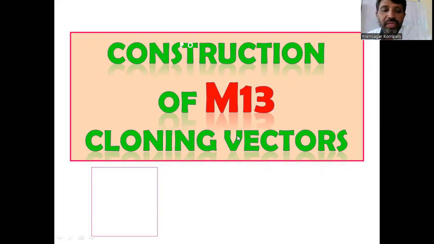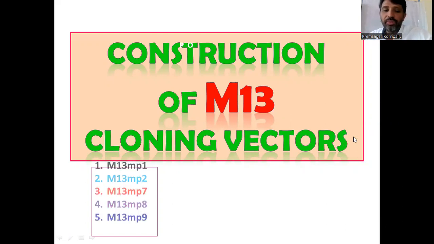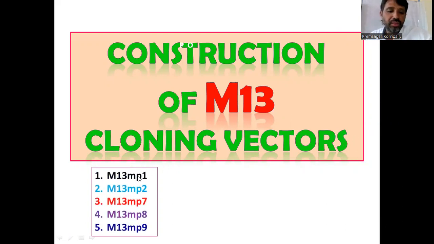In today's lecture, we will talk about construction of M13 cloning vectors. There are 5 types of M13 cloning vectors. They are M13mp1, M13mp2, M13mp7, M13mp8, and mp9.